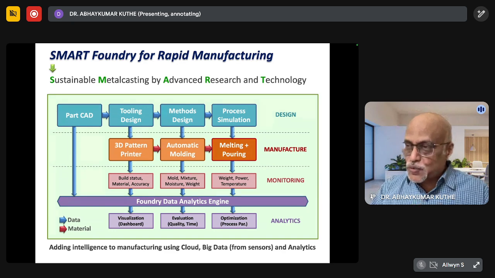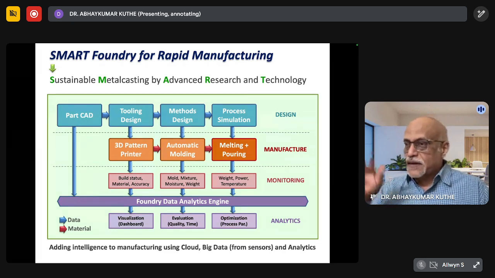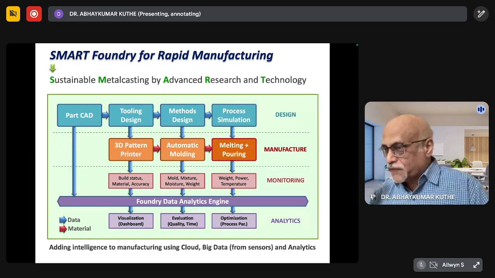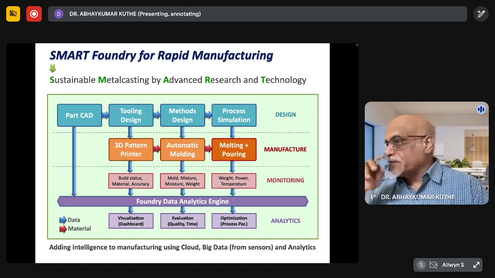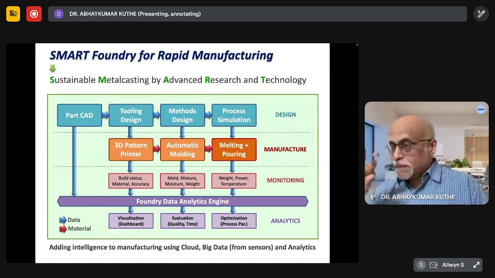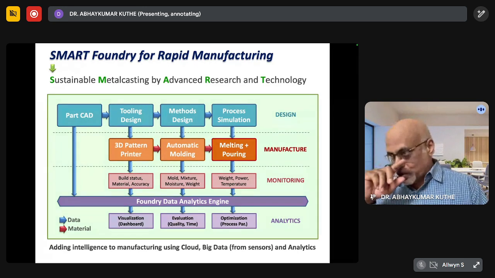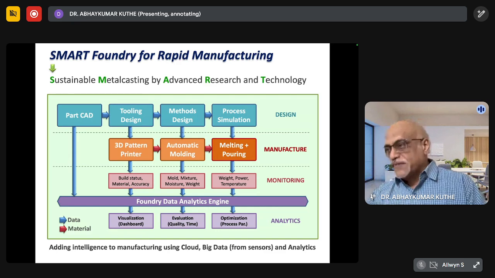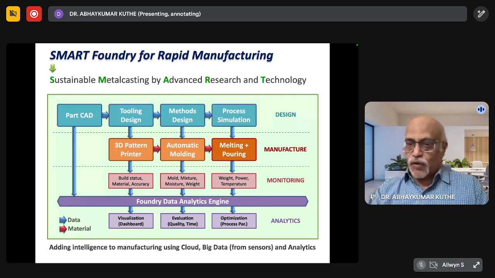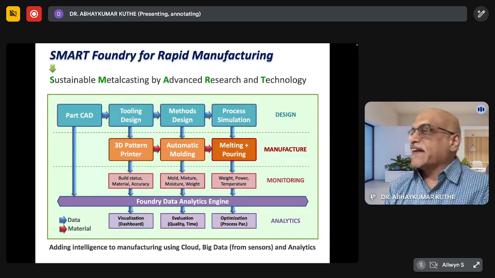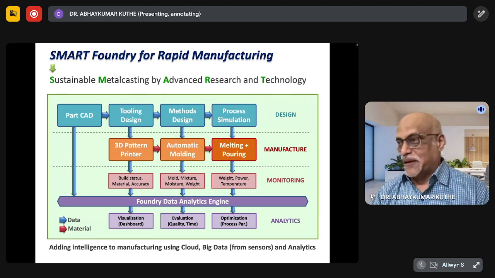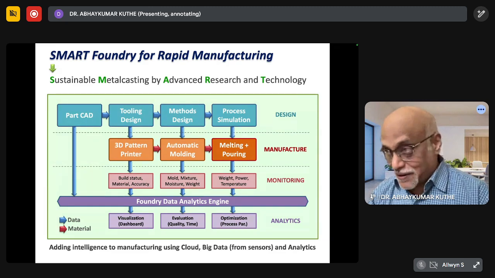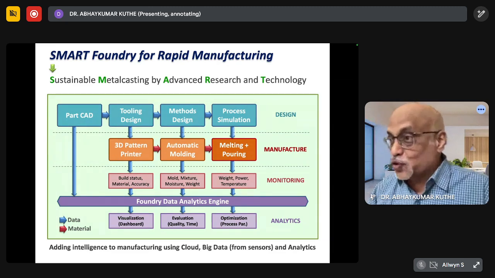But is it possible to see that the same thing is executed, or is feasible, on the shop floor? The shop floor may have different so-called parameters. If that is the case, how do you change the whole approach so that the part remains defect free? That is exactly what the foundry data analytics engine talks about. And there comes the AI and ML, which are much more useful.